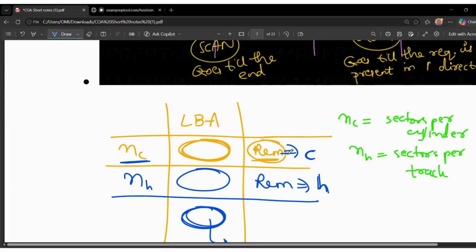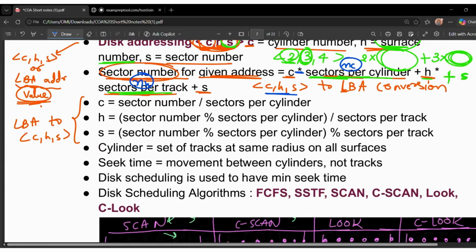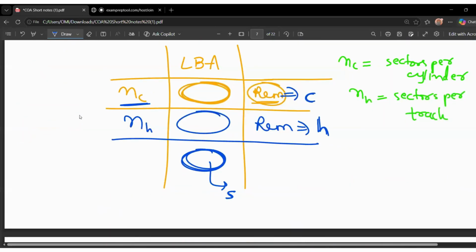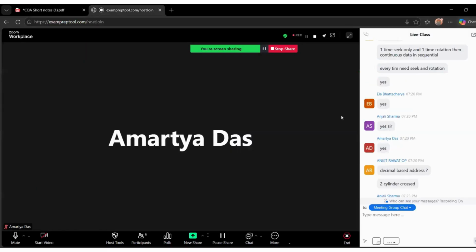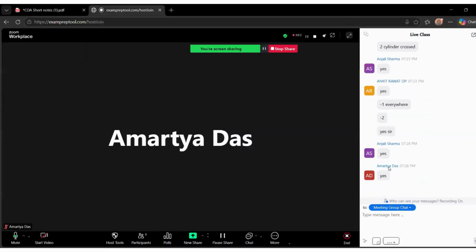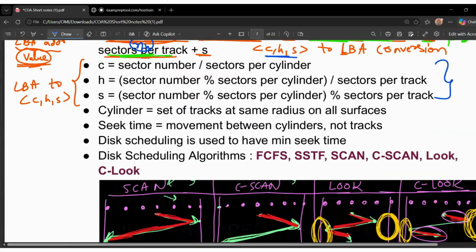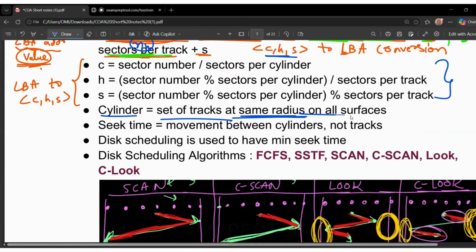Remember? If you look into this formula, you don't have to mug up anything. It's pretty much conceptual. So a cylinder is a set of tracks at the same radius on all the surfaces. We have seen this. Seek time is the movement between the cylinders, not the track.